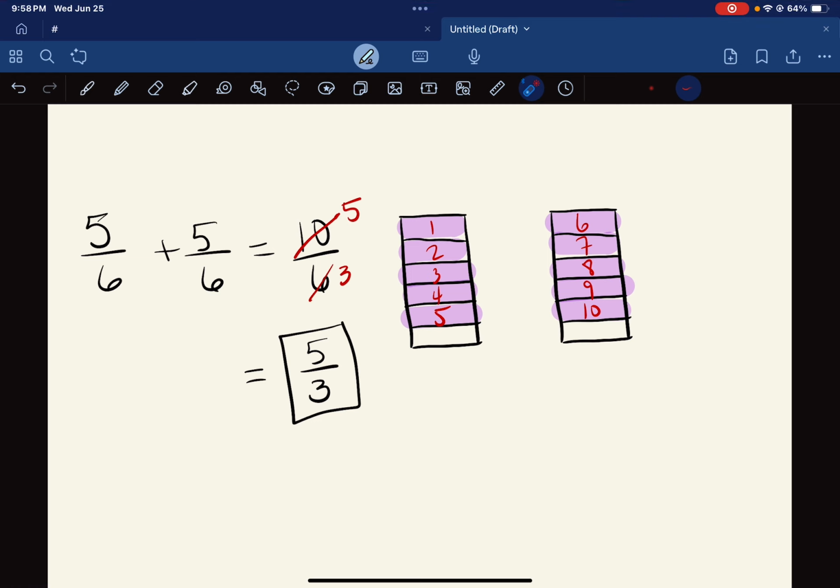So it's pretty simple to add and subtract. You would subtract in the same manner. As long as you've got a common denominator, you can do that quite easily.